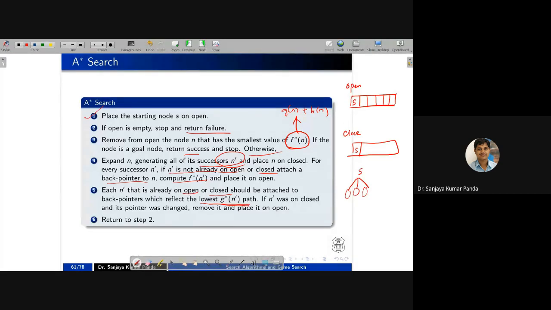It means that those nodes placed in the closed list are fully explored, and those nodes which are present in the open list are waiting to be expanded.